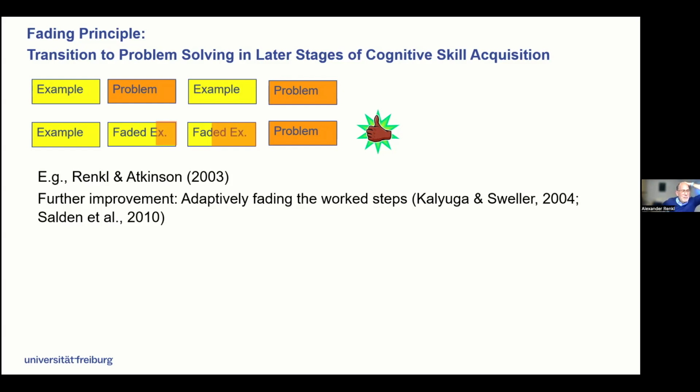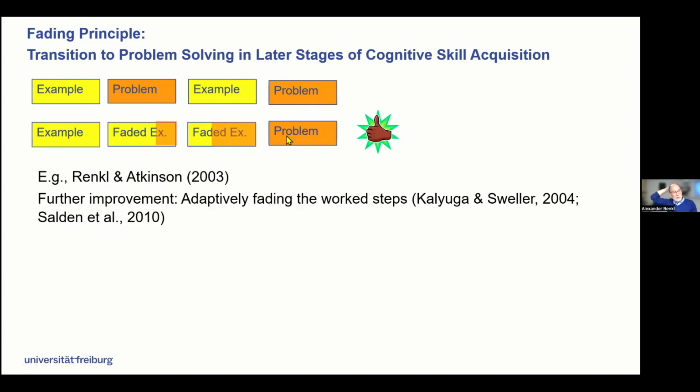And we thought it might be more sensible to fade the solution steps. So take a similar example. The example had 3 solution steps. Then in the next example, two steps are worked out, and the last step has to be found by the students on their own. Then in the next faded example, the first solution step is faded out, and they have to do 2/3 of the problem on their own, so to say. And then I come to problems to be solved on their own. That provides a smooth transition.